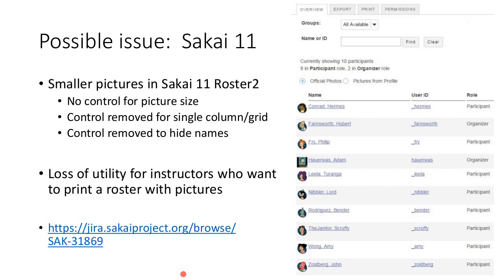Well, with Sakai 11, as it currently stands, there are smaller pictures in Roster 2. There is no control for the picture size. The control was removed for viewing the list in a single column, and the control was removed to hide names. I can sort of see the utility. If a faculty member wants to learn people's names, they might go to the Roster 2 tool, print it out single column, and hide the names in order to test themselves. And there's no way to do that currently in Sakai 11.